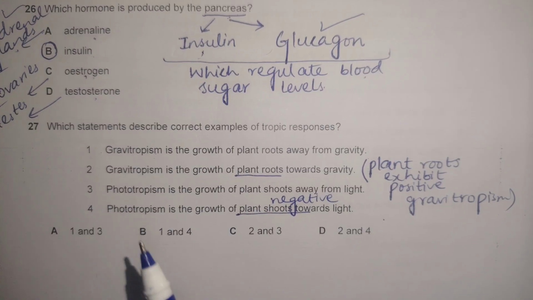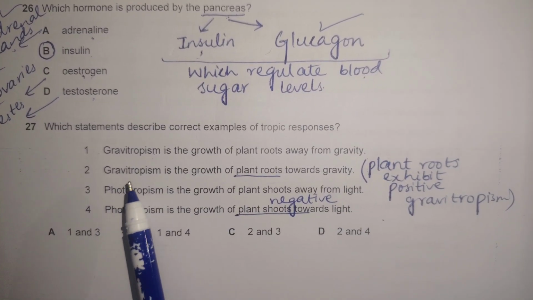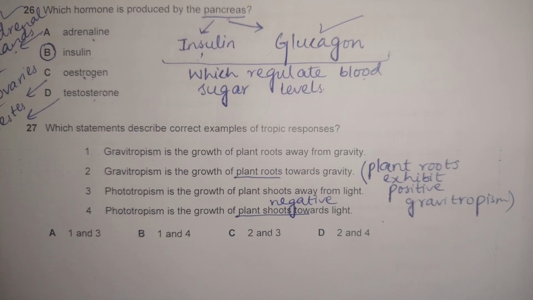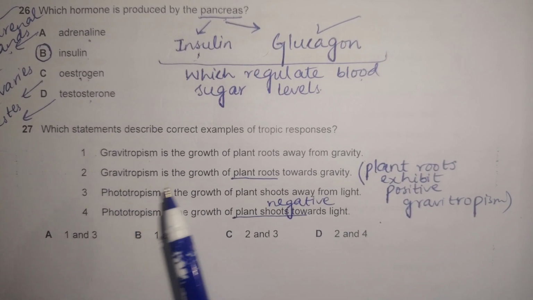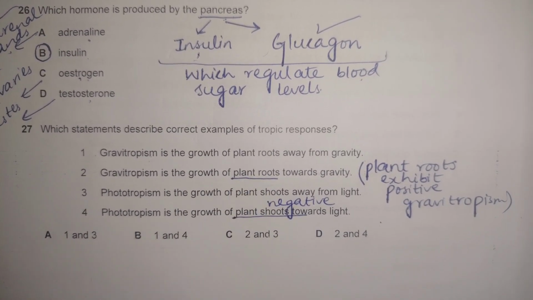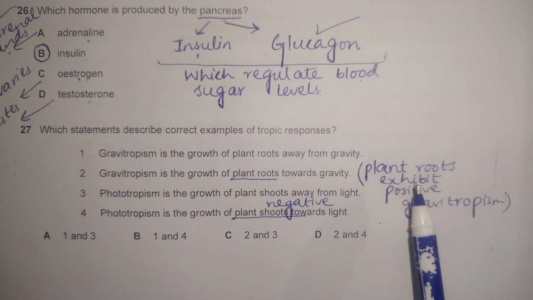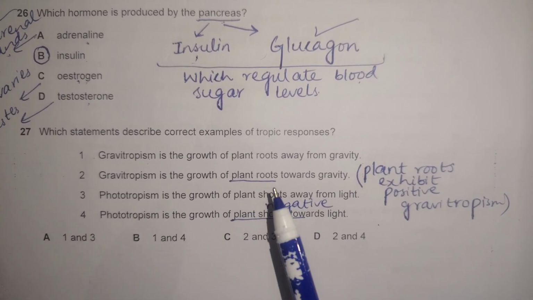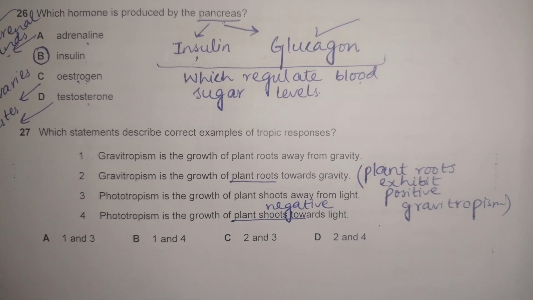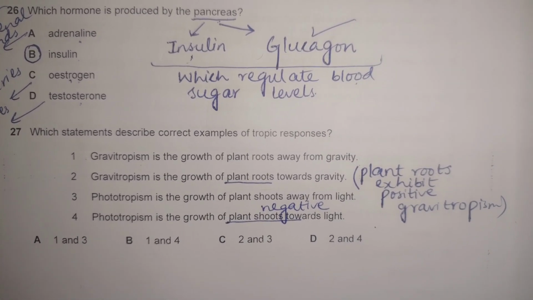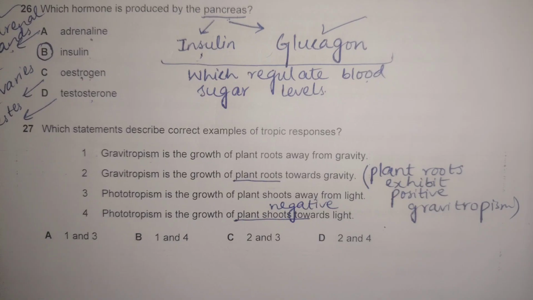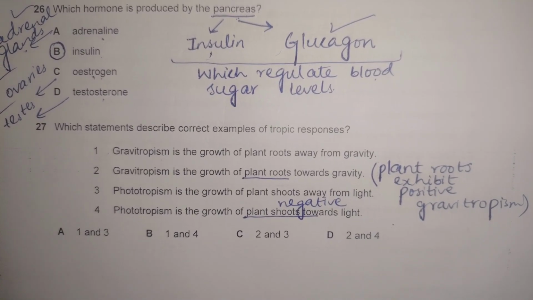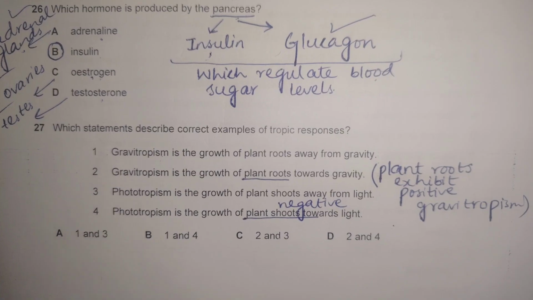Dear students, you must keep in mind that gravitropism is the growth of plant roots towards gravity. Plant roots exhibit positive gravitropism. Plant roots that are underground, they tend to grow downwards. Gravity is what? Falling of something towards earth. So this option is correct.